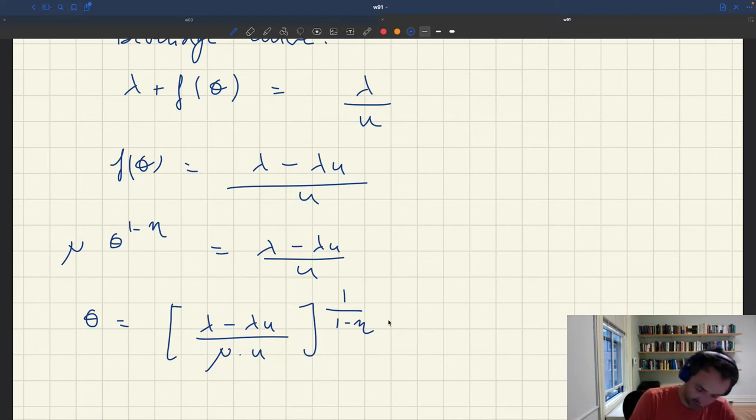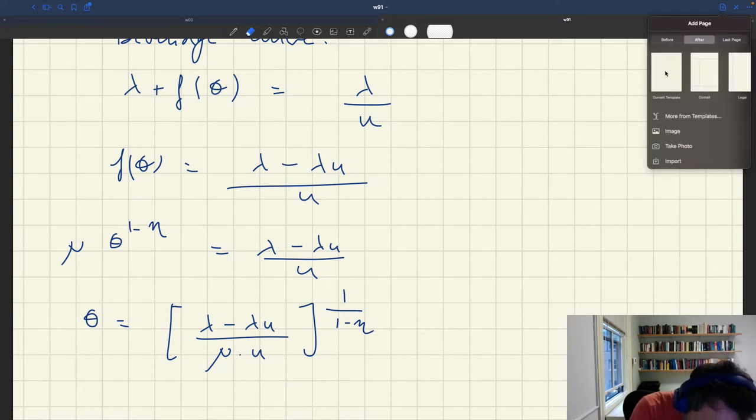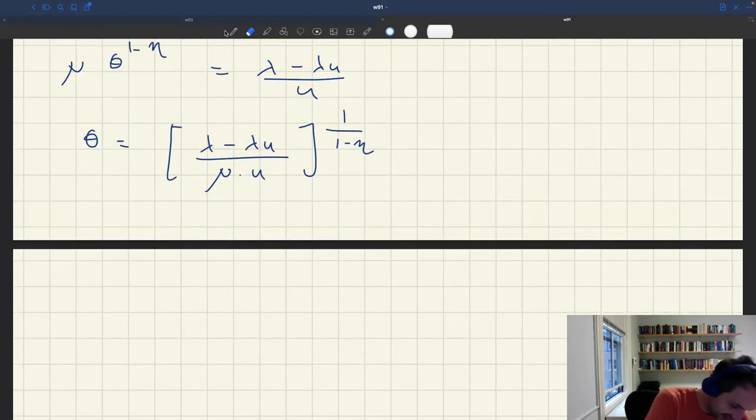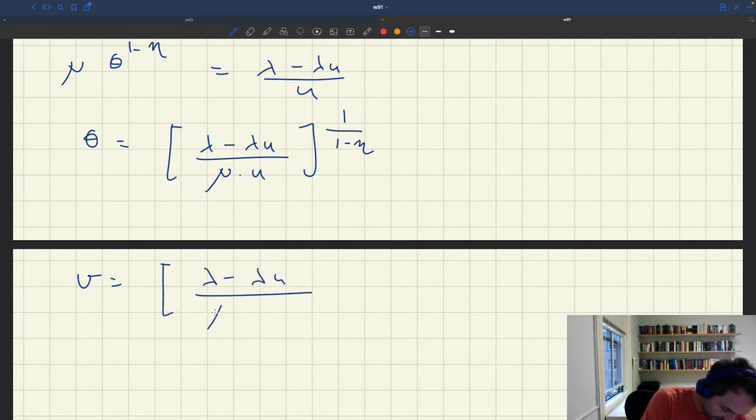But then theta, we know that it's v over u, so that gives us that v is equal to lambda minus lambda u divided by, let me go to a different page. We're almost there. So this gives us that v is equal to lambda minus lambda u over mu u. And so this is v over u, right? Because theta is v over u. So I multiplied both sides by u.